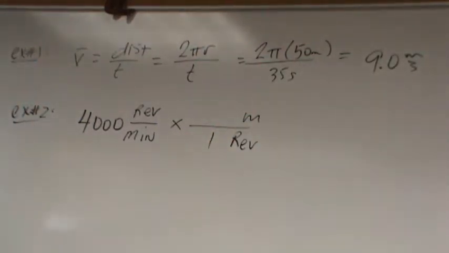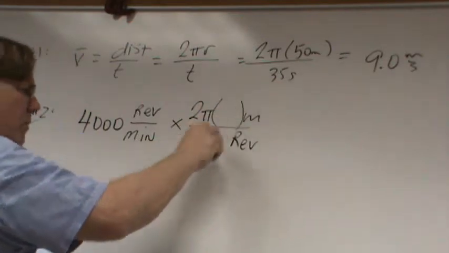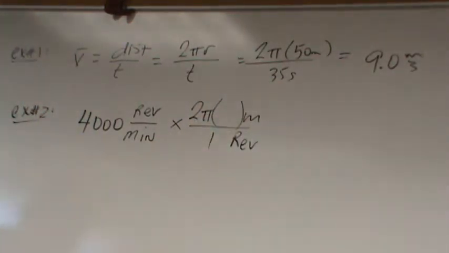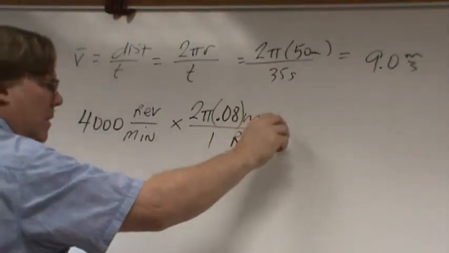What is 1 revolution again? Yeah, it's the circumference, 2 pi r. That's 1 revolution. So yeah, I'm going to do 2 pi. But you'll notice I want to get it in meters per second, and they gave me their radius in centimeters. So what am I going to have to do? Hopefully they can convert to meters. So 8 centimeters is 0.08 meters.